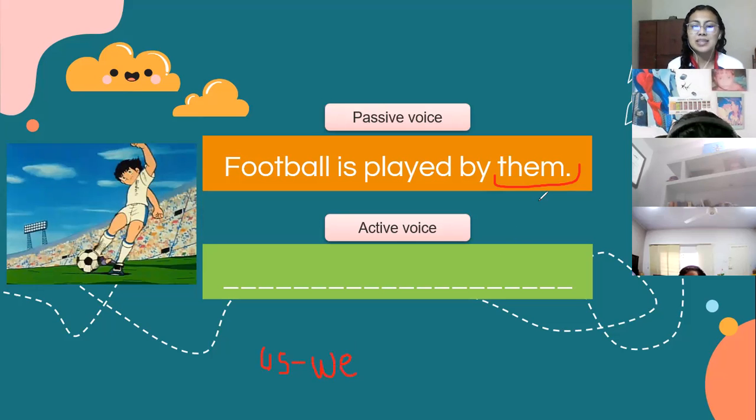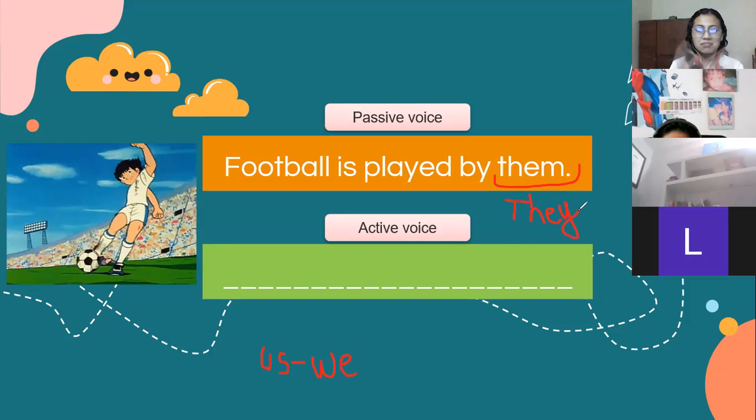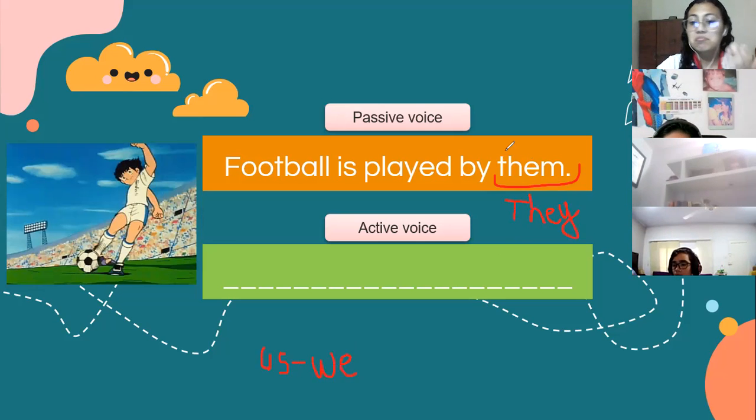¿A qué sujeto está reemplazando them ahí? They. Muy bien. Excelente. Eso es. They. Listo. Eso era lo que quería saber. Entonces, ahora recuerden, cuando vamos a empezar a pasar, no importa si es de activa o pasiva, tenemos que identificar siempre el objeto, el sujeto y el verbo. Entonces, aquí them o they, en este caso, sería el sujeto.